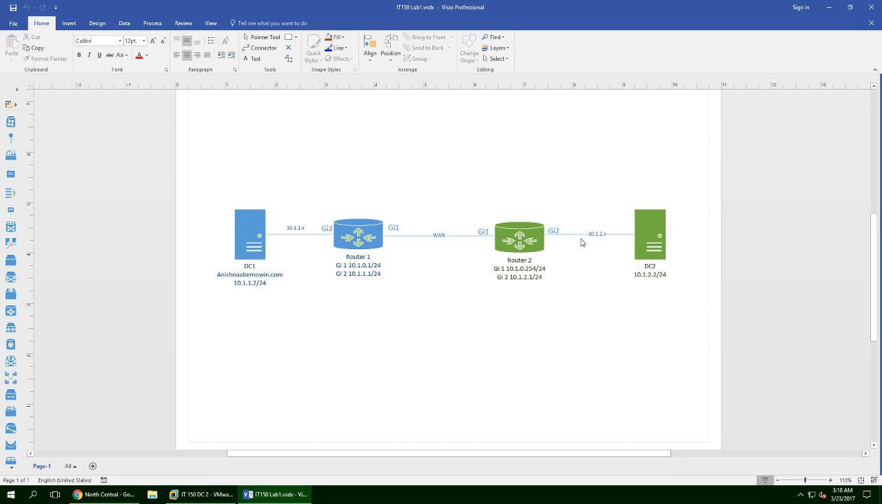Between DC1 and DC2 are two routers. We have router 1 and router 2 that are connected by a wide area network link. And then connected to router 2 is DC2 at 10.1.2.2.